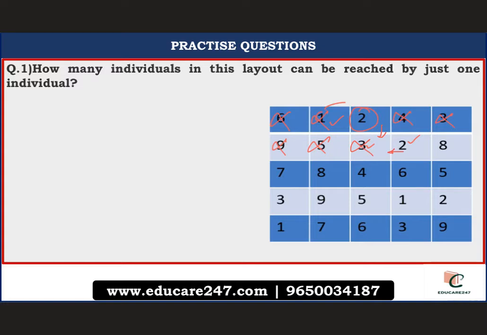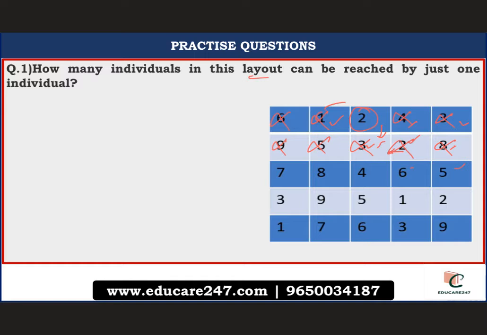Let us check for this 2. 3 cannot reach, 4 cannot reach, 8 cannot reach, 6 cannot reach, hence no one can reach, this is also eliminated, right. Let us check for this 8. 5 can reach, 3 can reach, hence eliminated. Just check if 2 people are reaching, then straight away eliminate. Do not count how many people we can reach. We have to just find out one individual, right, which can be reached by one individual.